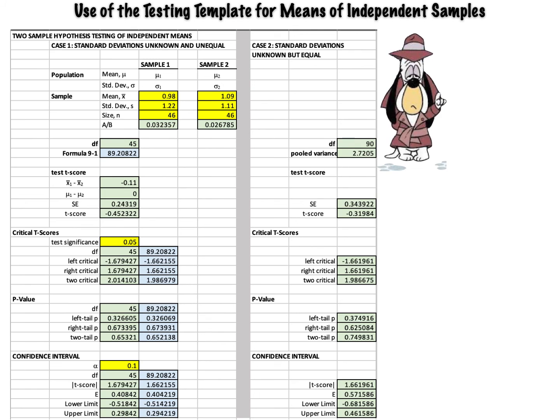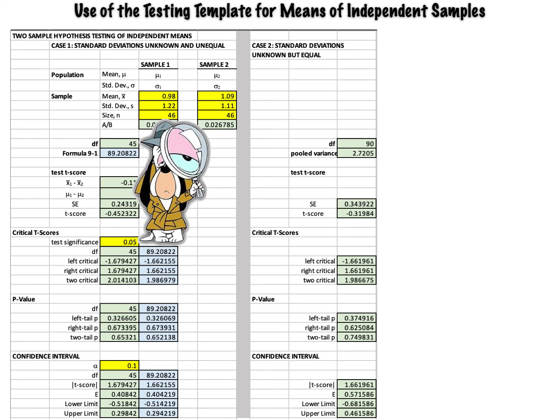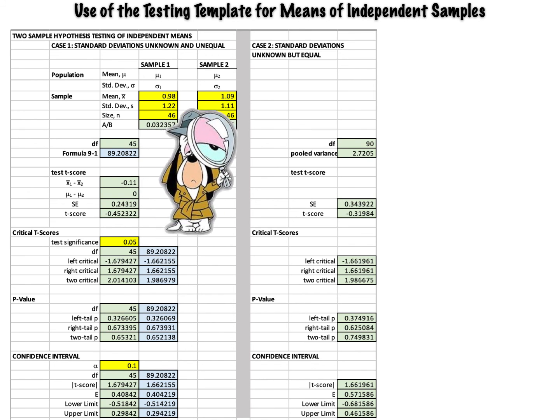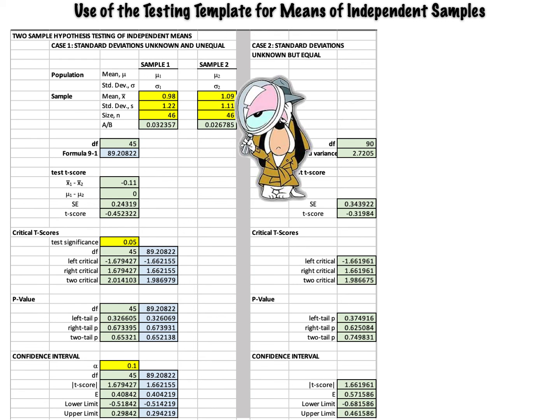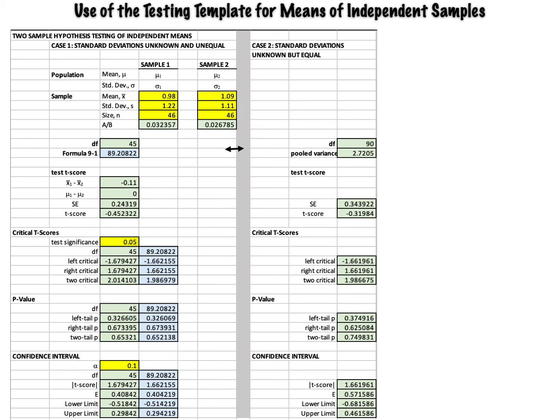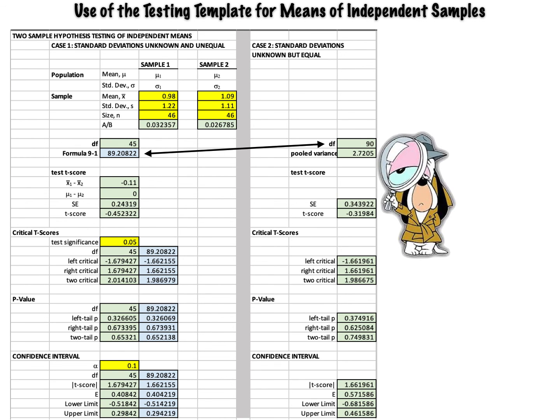Now, let's look at the second portion of the template that addresses the second case where population standard deviations are unknown, but we think that they are equal. Notice there isn't a single yellow field on this portion. These fields all get calculated based on what you've inputted in the yellow cells for case 1. See how the degrees of freedom are almost exactly equal to the formula method in case 1?